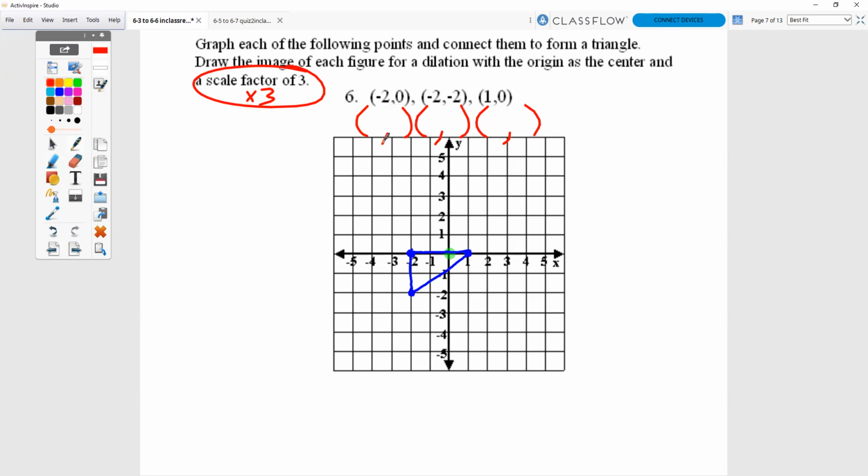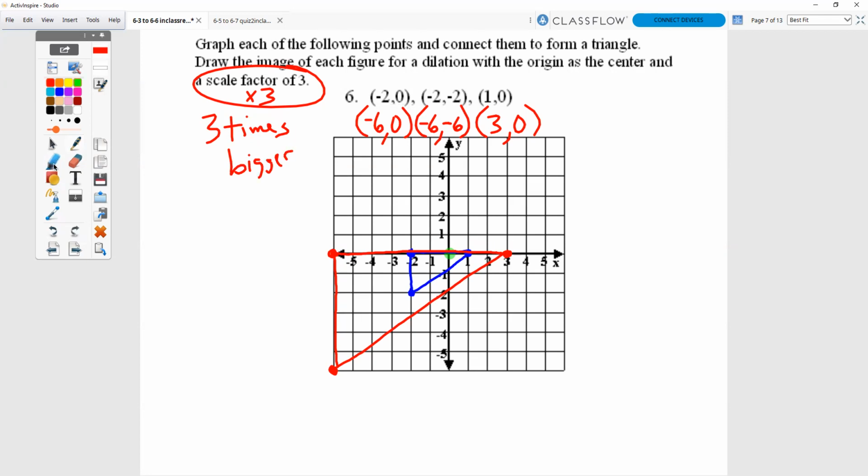So -2 times 3 is -6. 0 times 3 is 0. -2 times 3 is -6. -2 times 3 is -6. 1 times 3 is 3. 0 times 3 is 0. So over to -6, up to 0. Over to -6, down to -6. And over to 3, up to 0. Here's my new triangle. Notice that it is the same shape, just bigger. How much bigger? It's 3 times bigger because we multiplied by 3.